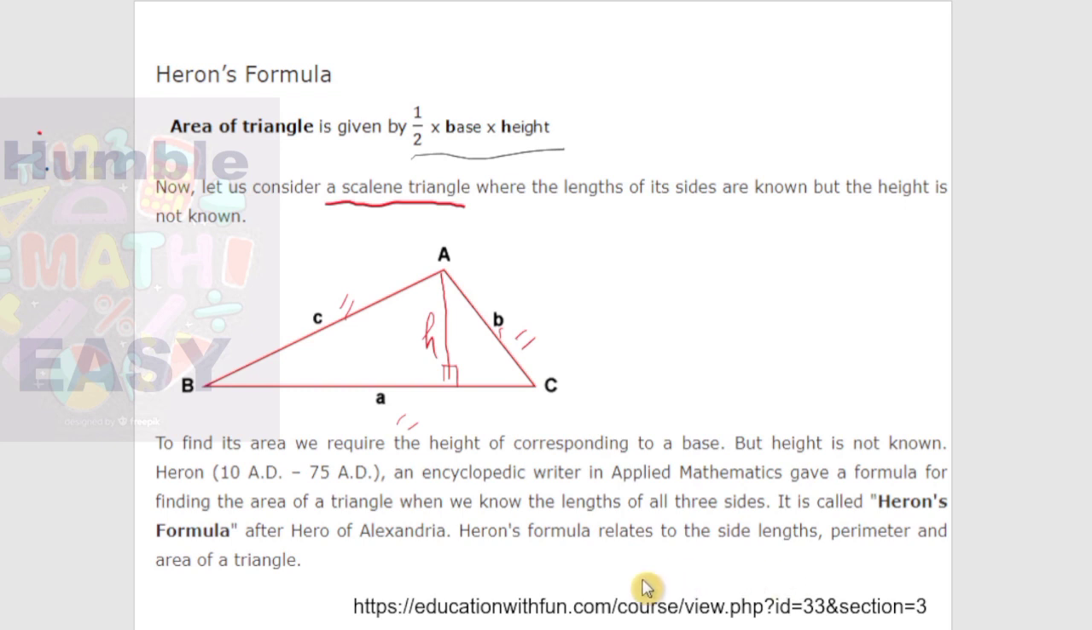Heron's formula relates the lengths of the three sides of the given triangle, which give the perimeter, to the area of the triangle. This concept is coming from this site. Thankful for that, credit to the owner.